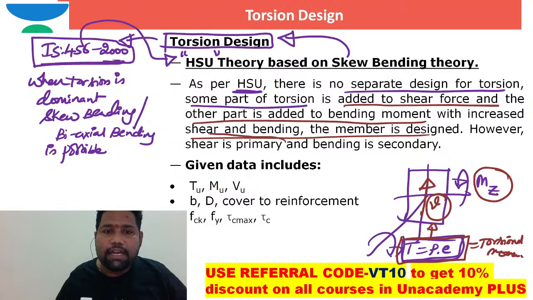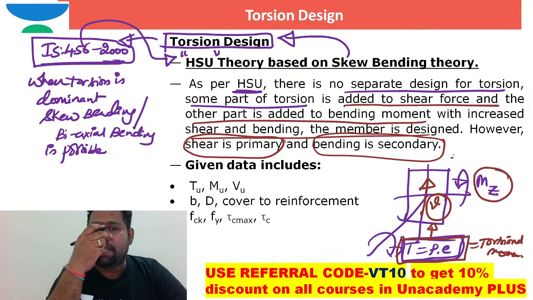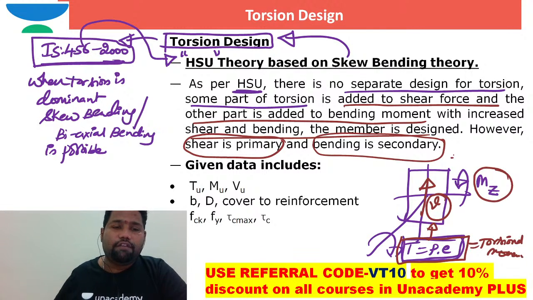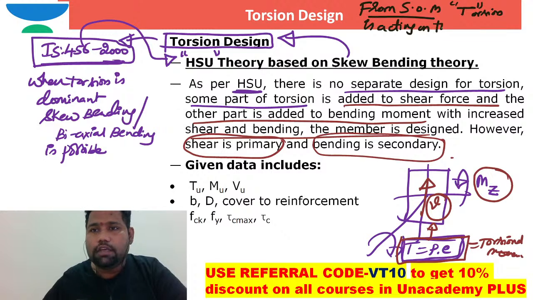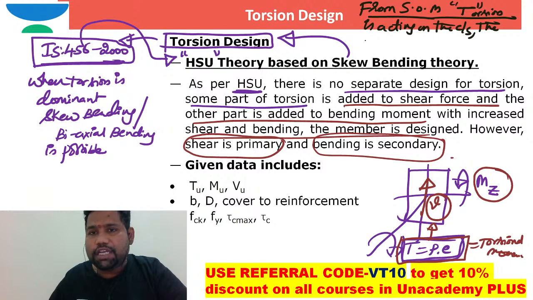Shear is the primary criterion and bending moment is the secondary criterion. Some people will ask, sir, why can't bending moment be the primary criterion and shear the secondary? Dear brother, from your strength of materials, when torsion is acting on the cross section, what is the nature of the stresses developed? The stresses developed are shear stresses in nature.